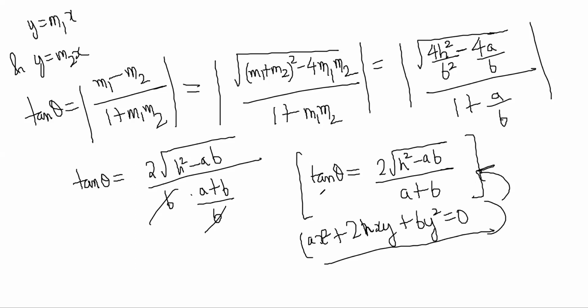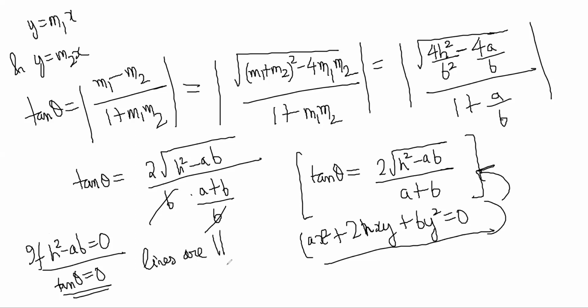Now we can come up with results like this. If h square minus ab is equal to 0, then tan theta is 0, then the angle between the straight lines has become 0. Then the lines are parallel. Earlier we were getting this condition for identical lines, when two lines are the same line. So parallel means the same thing as identical, at least in terms of the slopes, right?